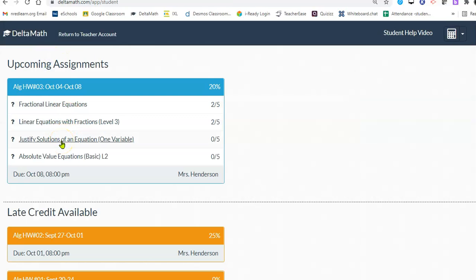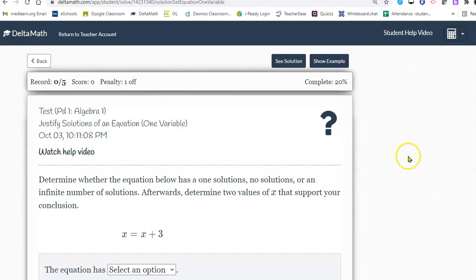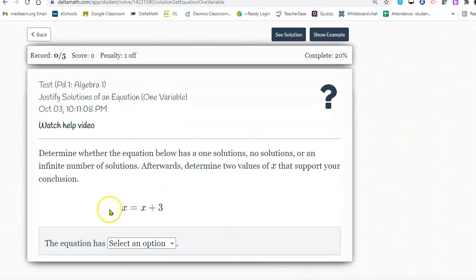Justify solutions of an equation. All right, this one's a little bit tricky because it looks pretty simple here, but a whole bunch of other questions are going to pop up in a minute. So determine whether the equation below has one solution, no solutions, or an infinite number of solutions. Afterwards, determine two values of x that support your conclusion.